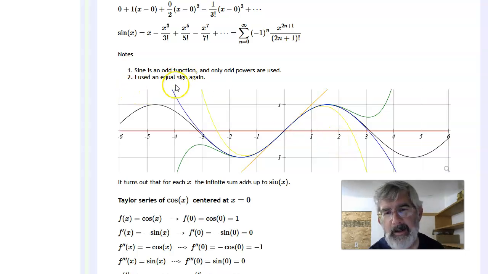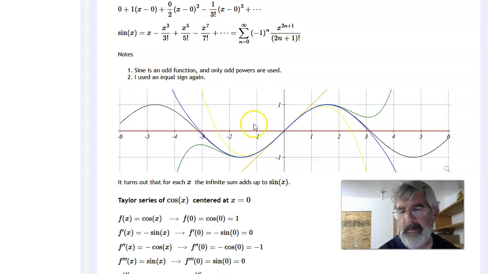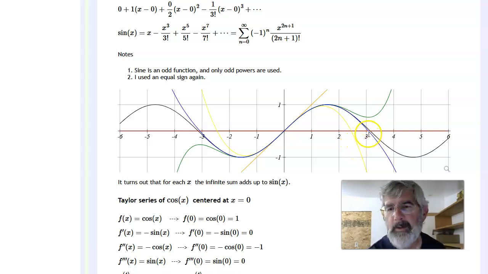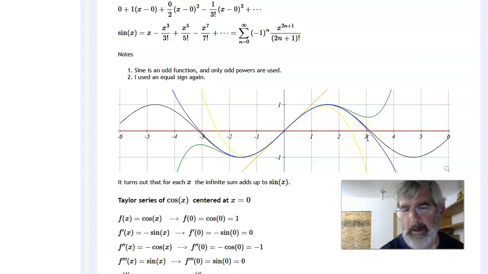And I do want to say, yeah, I guess I did say this, I used an equal sign. Okay. So anyway, the green is the fifth degree polynomial and blue is the seventh degree polynomial. And that really hugs in there nice and tight for almost that full period from minus pi to plus pi. I think by the time I got up to a ninth degree one, it would be really, really good. So anyway, there's the sine.